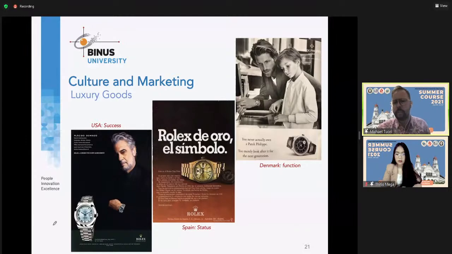In a country like Spain, it's more about status. So we see the advertisement from the US, it says a crown for every achievement. So it's about showing off your success. In Spain, it's about showing off your status. So this is a country with a high power distance. So it's very hierarchical, a very structured society with some people at the top and some people lower in the society, but it's less masculine.